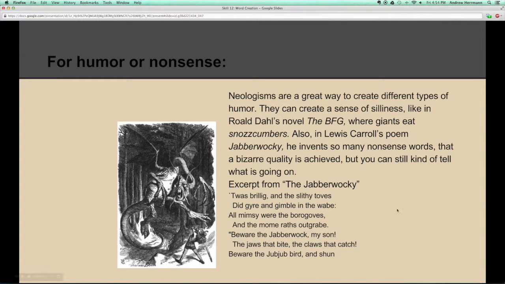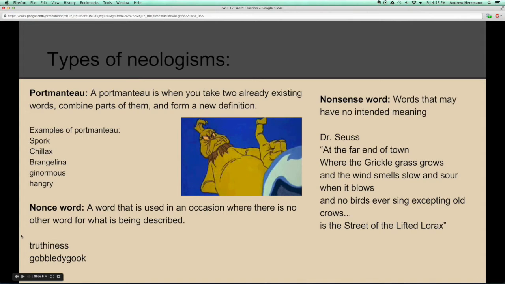There's the Jabberwocky right there. Here are some types of neologisms. Portmanteau, I previously mentioned. It's when you take two already existing words, combine parts of them, and form a new definition. Sporks, chillax, brangelina, ginormous, hangry. Perhaps you've heard of those portmanteaus before.